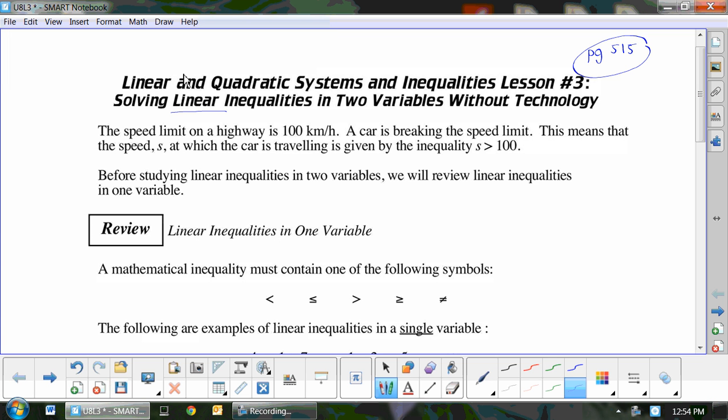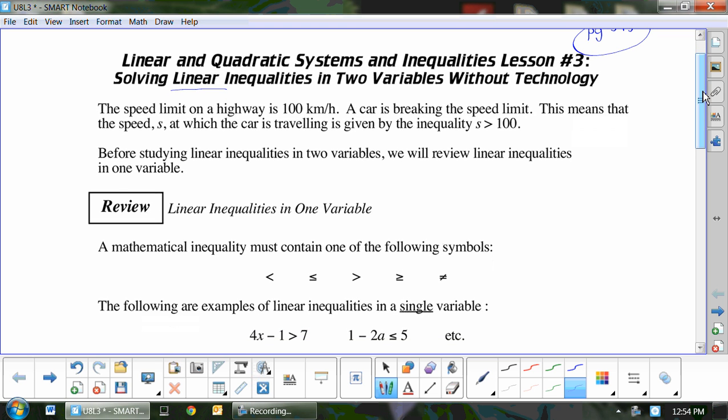Okay, so today we are doing lesson number 3 on page 515, which is solving linear inequalities in two variables without technology. So it's a really long title, but basically what it means is that we're working with linear functions, so those are ones that are just straight lines, with two variables, so they're going to have an x and a y, and without technology, which means we're doing it algebraically. But I'll show you how to check your work using a calculator.